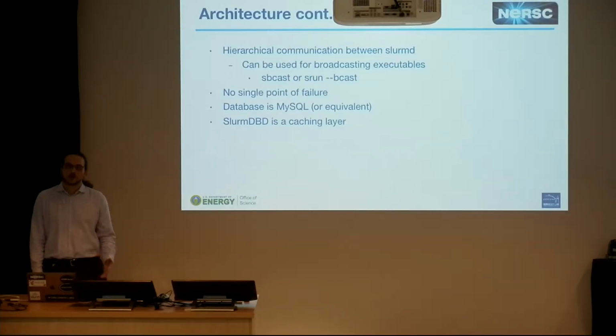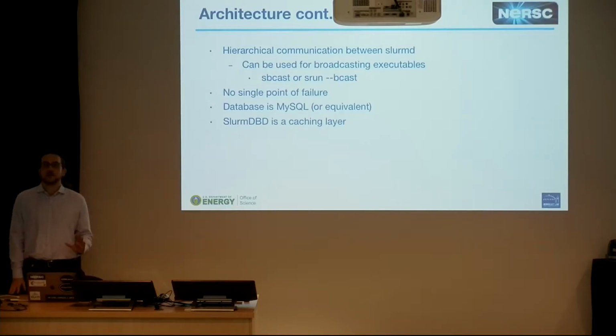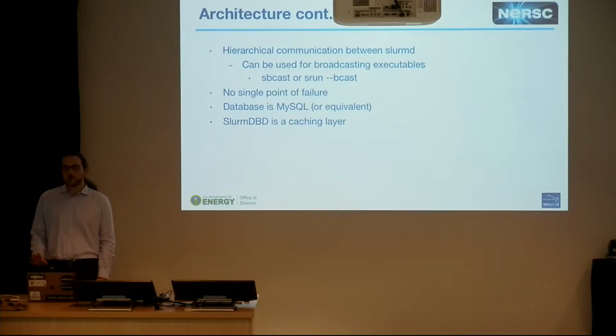What you can use that for, for example, is not only the RPCs that Slurm does to talk to its nodes, you can also broadcast binaries over the transport, which could be interesting for, let's say, a Cray machine where your binary is statically linked and you don't want to hammer the parallel file system. You can just do srun --bcast, and it's going to push it over the Slurm RPC transport. I mentioned you have no single point of failure. The database needs to be MySQL nowadays, or Percona or MariaDB, basically MySQL compatible. There was Postgres support in the past, but I think that's unmaintained now.